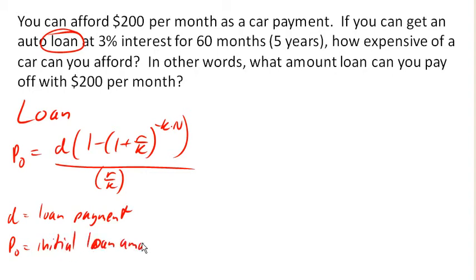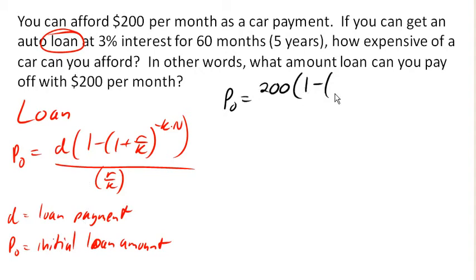So, what is the initial loan amount in this case? Well, we don't know, right? That's what we're looking for, how much of a loan can we afford. So we don't know P0 here. What we do know is what we want the loan payments to be. We want the loan payments to be $200.